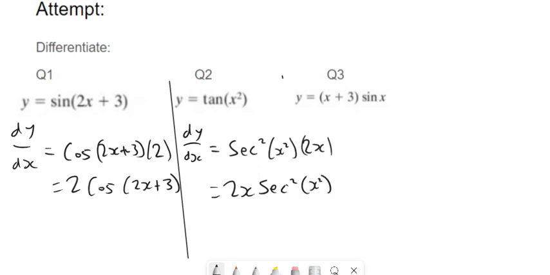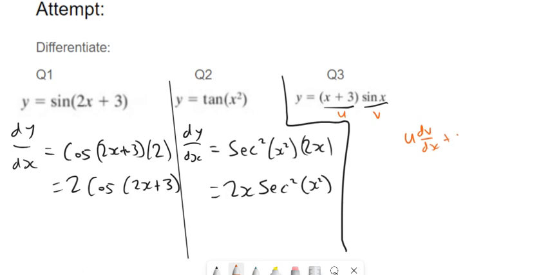And then last one. Right, so here hopefully you'll have seen that you're going to use the product rule because you've got two things being multiplied by each other. So that's going to be u, that's going to be v. So u dv dx plus v du dx.